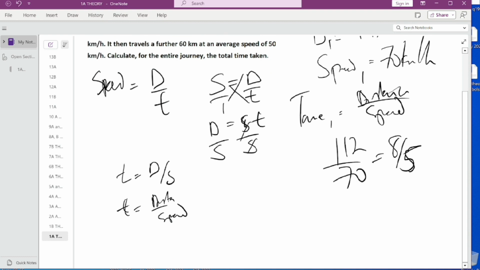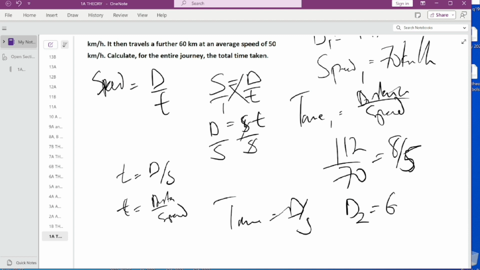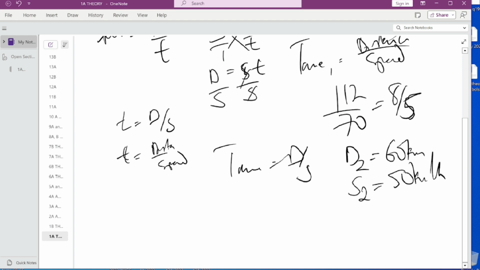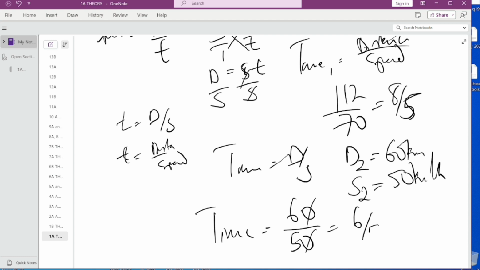Then for the second phase, it travels a further 60 kilometers at an average speed of 50 kilometers per hour. Still taking our time to be distance over speed for the second phase, we have D2 to be 60 kilometers. The speed for the second phase is 50 kilometers per hour. Using the formula, time is distance over speed, that's 60 over 50. 0 cancels 0, you have 6 over 5.